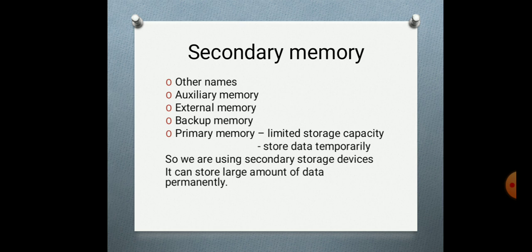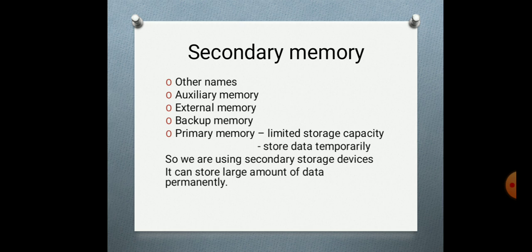So we are using secondary storage devices. What are the other names? Auxiliary memory, external memory, or backup memory. Why are we using secondary memory? Because primary memory has limited storage capacity and can store data only temporarily. So let us see some of the secondary storage devices we commonly use.